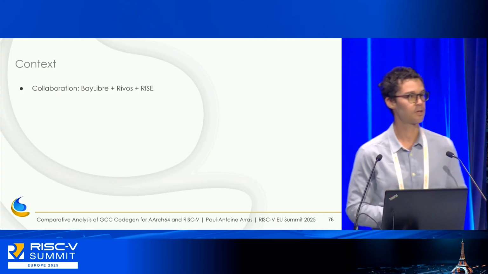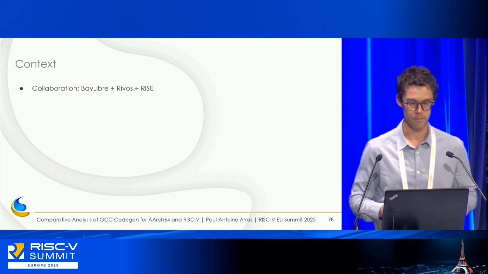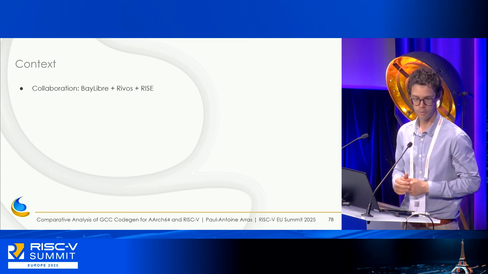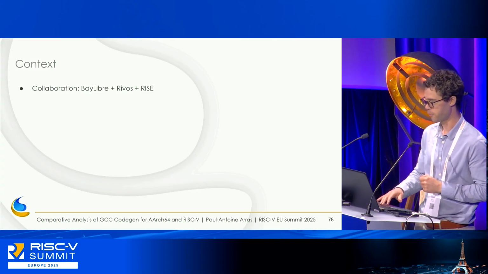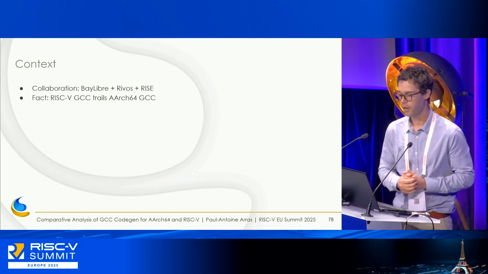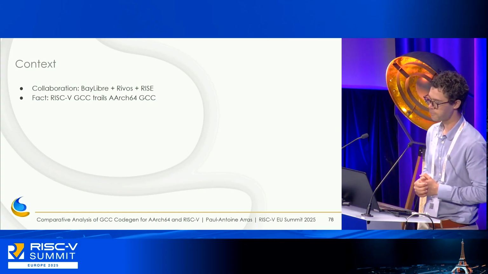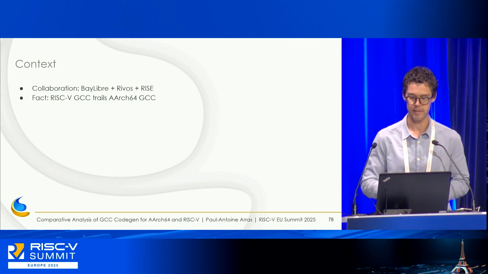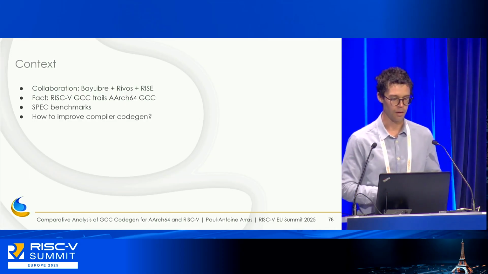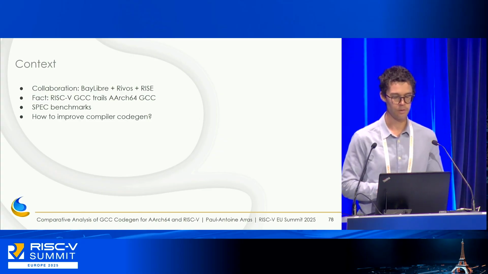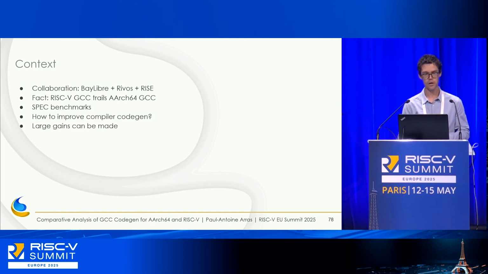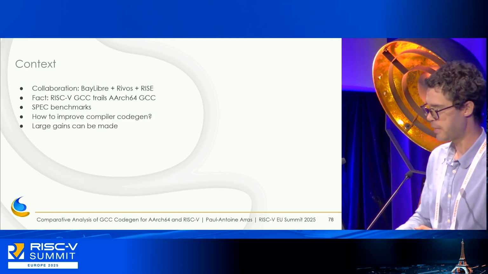So first, a few words of context. This work is a collaboration between BayLibre and Rivos, and it is funded by the RISC project. I refer you to Trevor's talk half an hour ago for the details about this collaboration. Previous work has shown that in most benchmarks, the code generated by GCC for RISC-V trails ARM, in particular AArch64, in terms of performance. That begs the question: how can we improve the code generated by the compiler, especially by GCC? It is thought that large gains can be made.